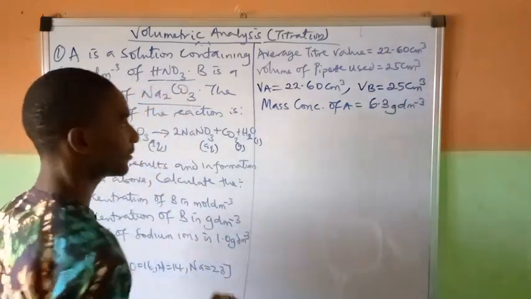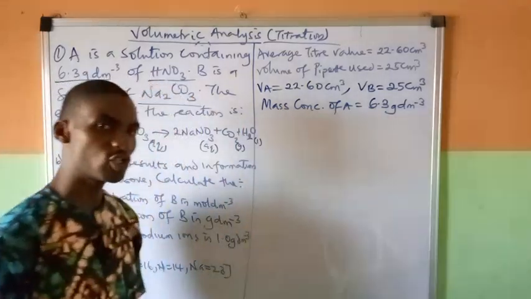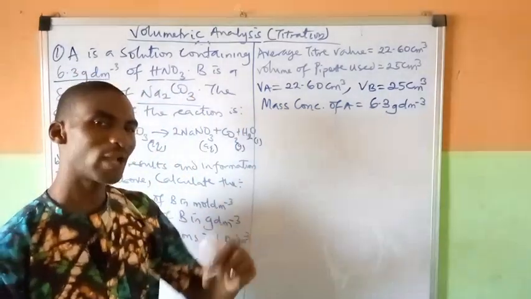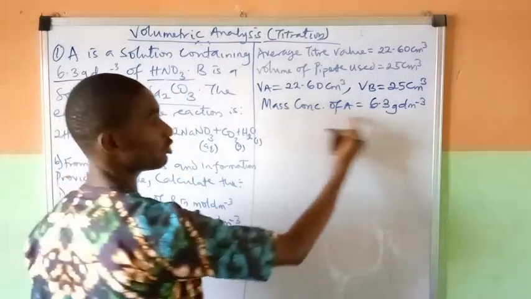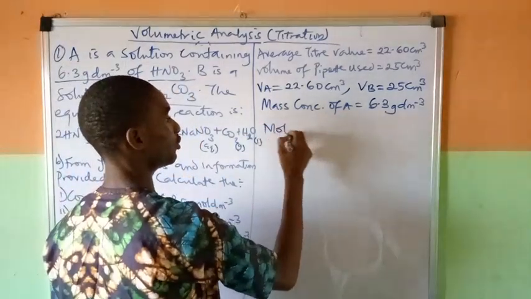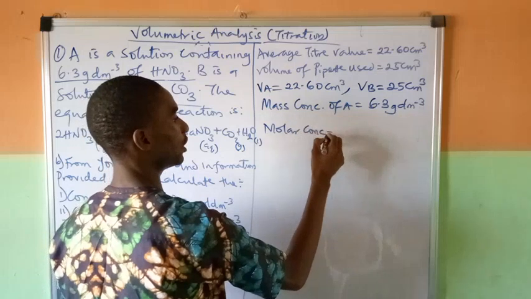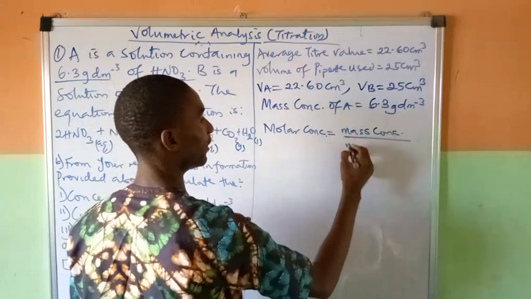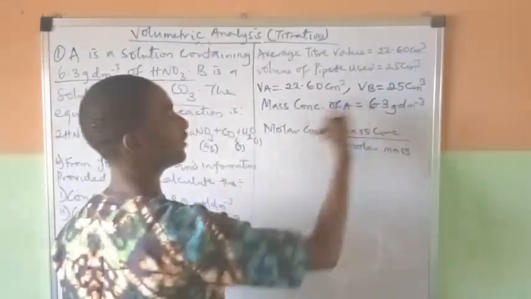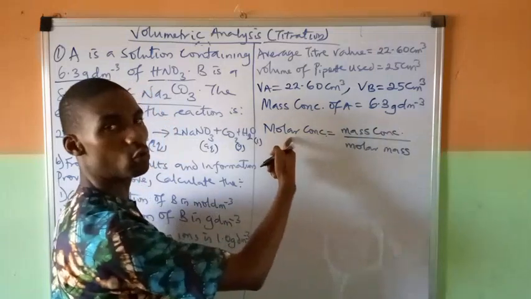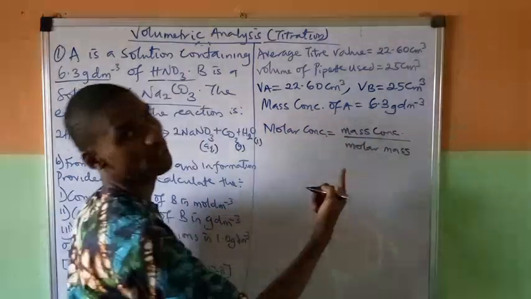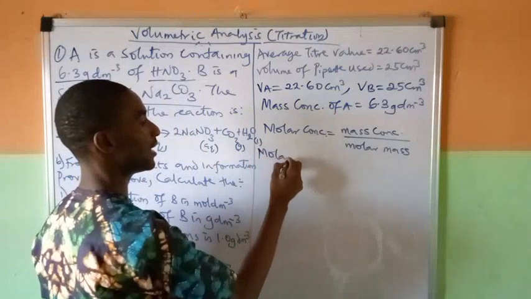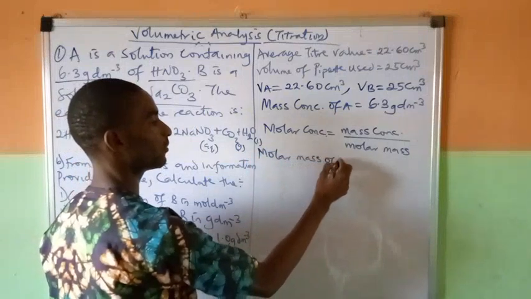Now once you've done that, if you look at equation 3, it says molar concentration. So you have to state the equation you are going to use. The equation says your molar concentration equals mass concentration over molar mass. This is mass concentration, I need to convert it to molar concentration, so I need the molar mass. So you have to calculate the molar mass of HNO3.